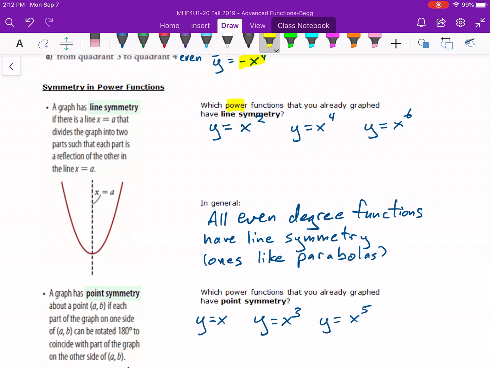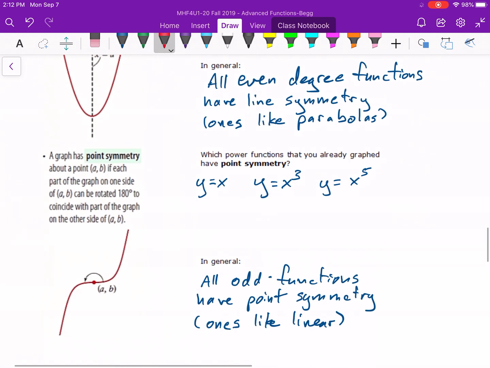So they have to have the exponent 2, 4, or 6. It doesn't matter. They can have different leading coefficients. You know, they could have a 3 here, or a negative, or a -7. It doesn't matter. They're still going to have line symmetry. In general, all even degree functions have line symmetry. Again, if it looks like a parabola, it has line symmetry.